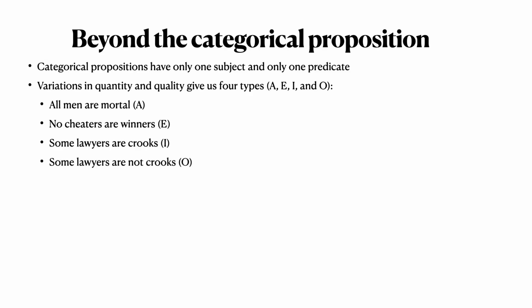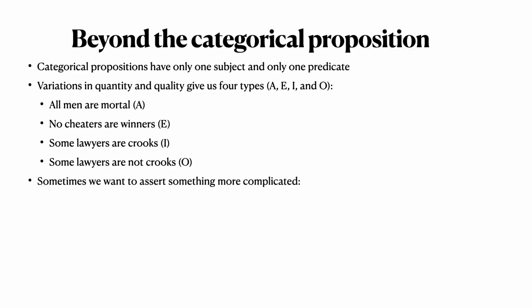So when we say that all men are mortal, we're using a proposition that is both universal and affirmative, so it comes to A. Universal is the top row. The affirmative is the left-hand column. If we say no cheaters are winners, that's universal and negative. Upper right, that's E. If we say some lawyers are crooks, that's particular and affirmative. That's the lower left, it's I. And if we say some lawyers are not crooks, that is particular and negative, the lower right, and we call that an O proposition.